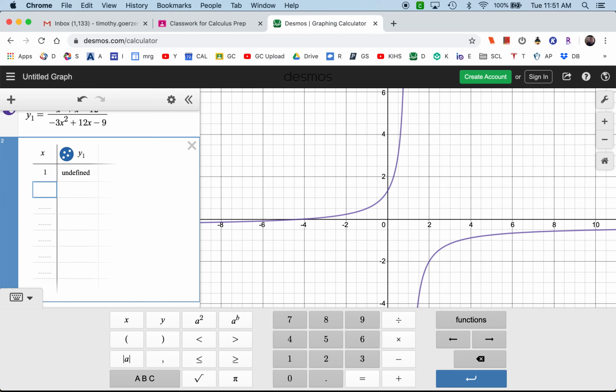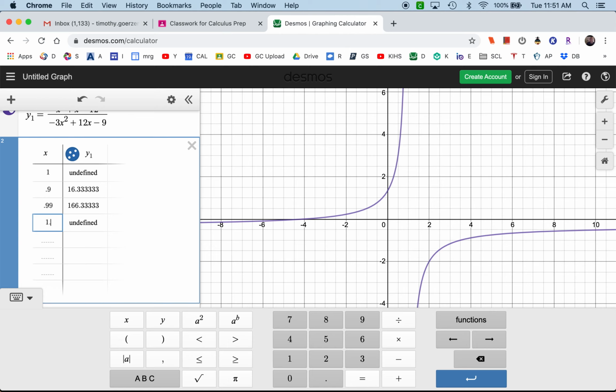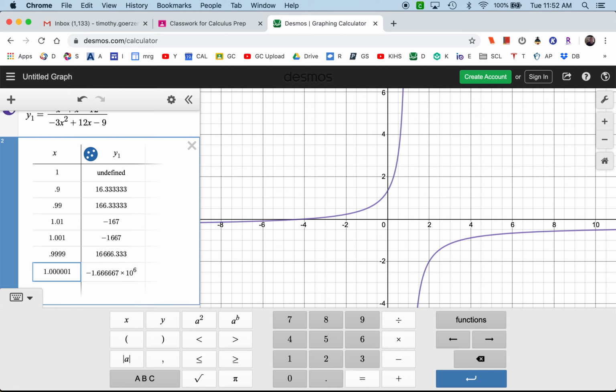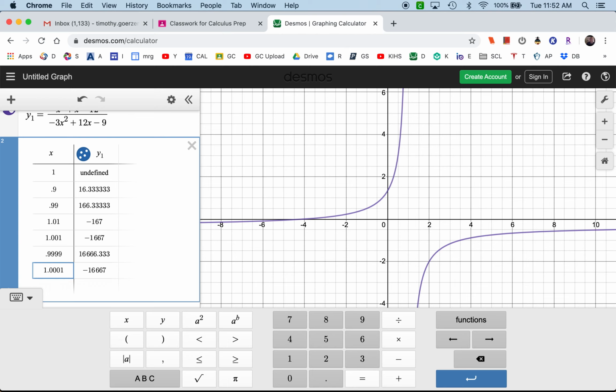So at 1, it's undefined. But what happened before 1? So at 0.9 or at 0.99, what answer do we get? How about on the other side, at 1.01 or 1.001, are we getting the same answer on both sides? And can you see that one answer is giving me a positive answer and it's getting closer? So 0.99999 is getting huge. But if I put in 1.00001, in the other direction, it's actually getting negative, and on one side, it's getting way positive.